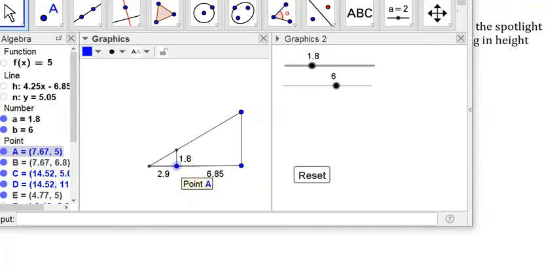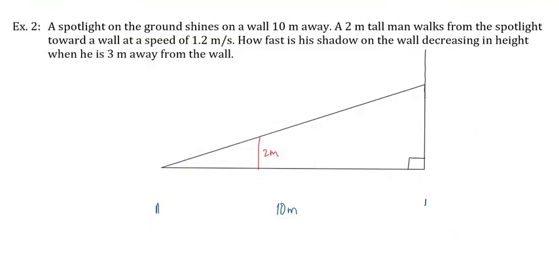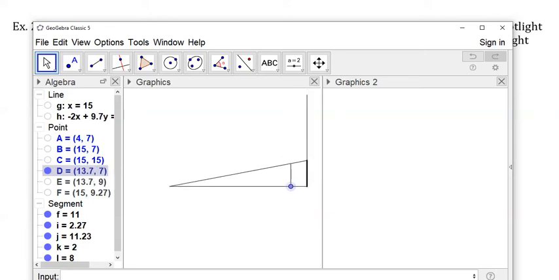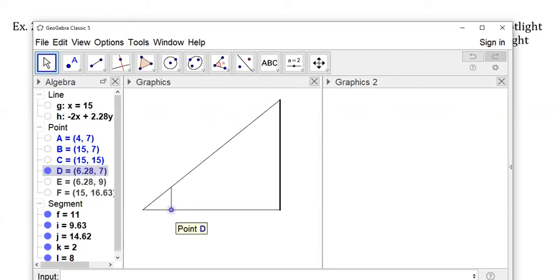As you get closer to the wall, your shadow is decreasing in size. See how important the visual is. So if I start far away, my shadow is quite tall. As I get closer to the wall, and that makes sense. You're standing in front of a light source, you're going to block the whole thing if you're close enough. As I get closer to the wall, the shadow basically approaches the height of the person. Does that make sense?